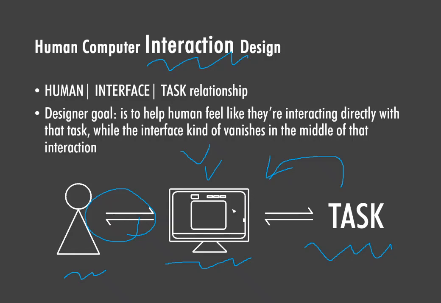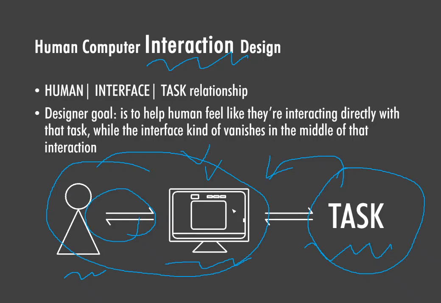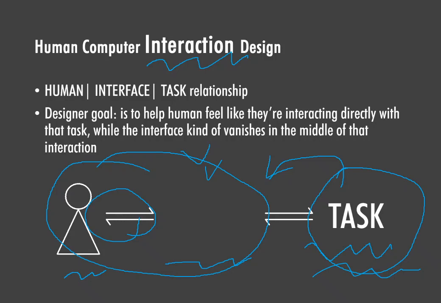What I mean is HCI doesn't end with these two here. But we should always consider this, the task. So our goal is to help humans feel like they're interacting directly with that task, while the interface kind of vanishes in the middle of that interaction. Which literally means we should let the users spend as much time as possible thinking about the task instead of thinking about the interface, like, oh, what is this button for?